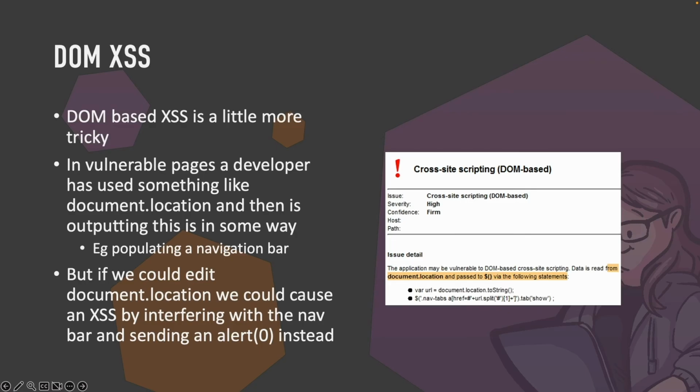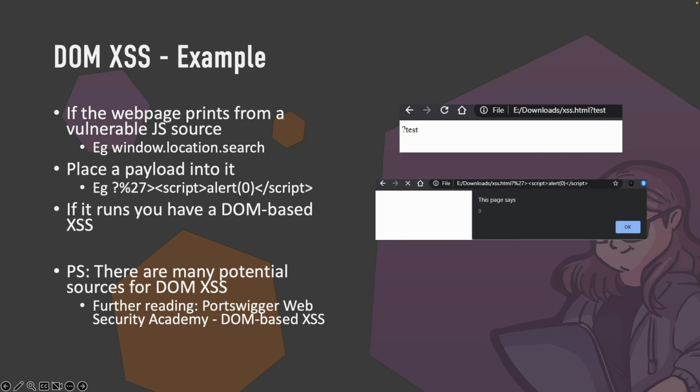Maybe that's populating a navigation bar. Maybe that's populating a form with existing data that you sent before. That was the bug that I found. That would be a DOM-based XSS. So if the web page prints from a vulnerable JavaScript source, it needs to have some kind of JavaScript that's editing the page after it's loaded. So maybe that's getting the window location search, maybe that's grabbing the parameters.